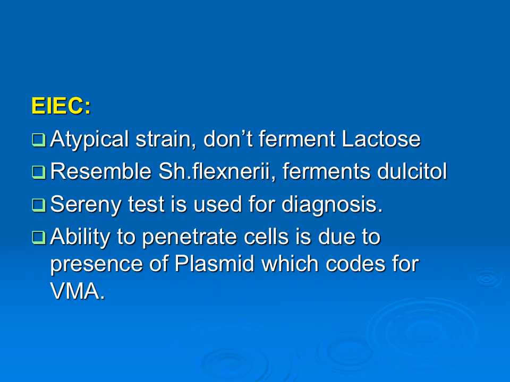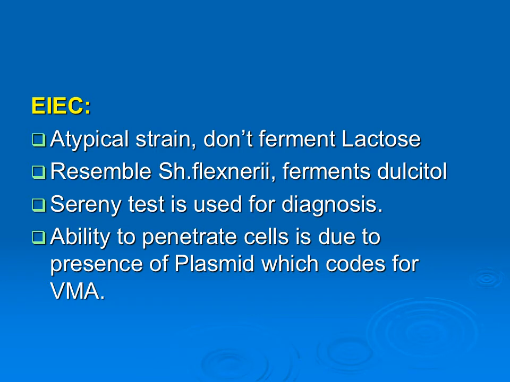Next, enteroinvasive Escherichia coli. It is an atypical strain. Remember, it doesn't ferment lactose. It resembles one of the species of genus Shigella called flexneri. It doesn't ferment lactose, but ferments a sugar called dulcitol. One of the important animal tests useful for the diagnosis of enteroinvasive Escherichia coli is the Sereny test. When fresh culture strains are inoculated into animals like a rabbit, it produces keratoconjunctivitis.